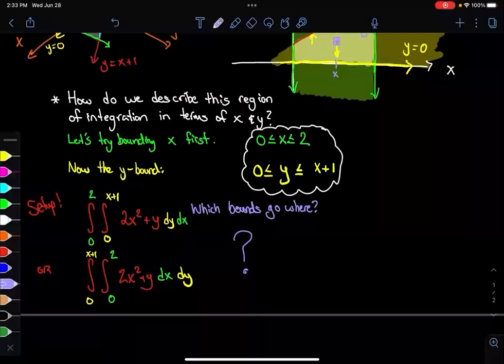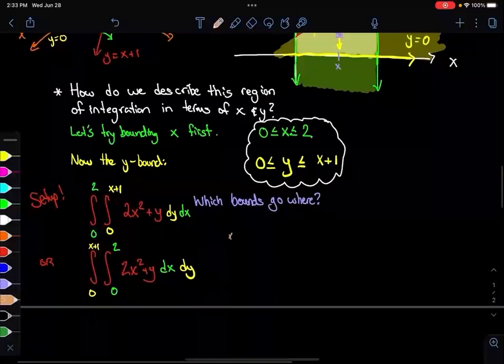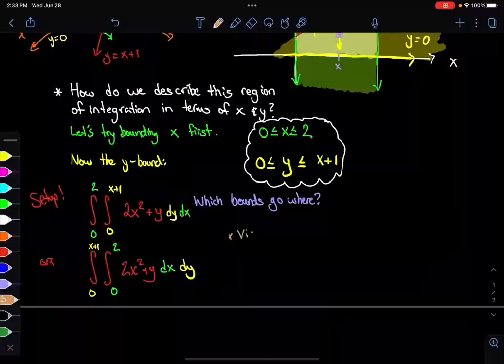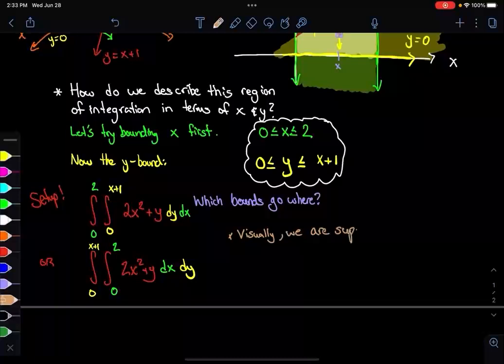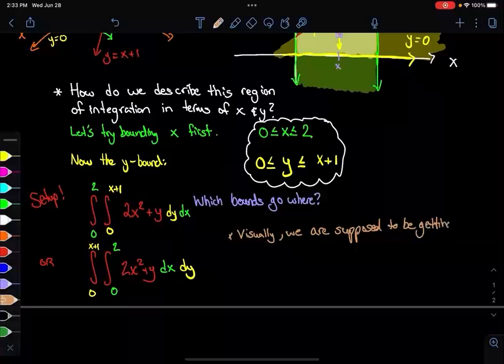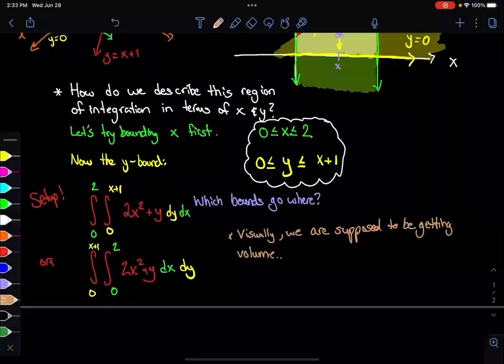Well, let's take a look at this second one. So it's important to remember that, visually, we are supposed to be getting what? When we do a double integral, what do we get? Well, we should be getting volume. That's what we should get, okay?